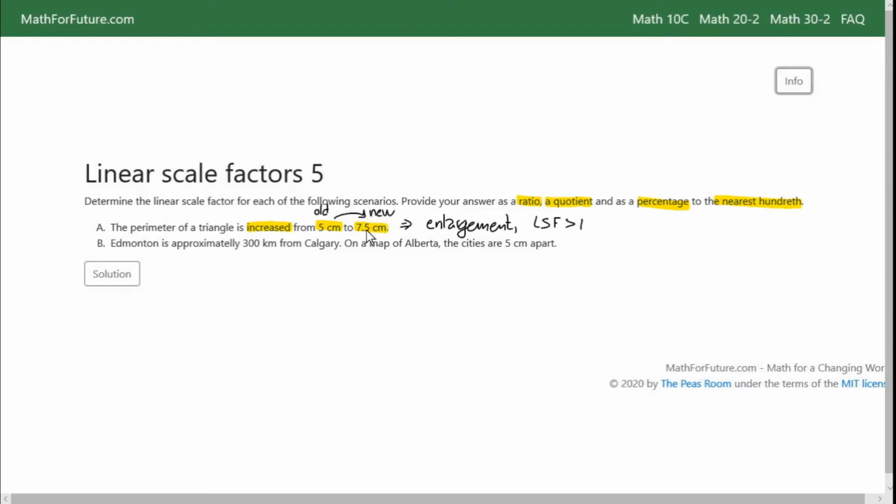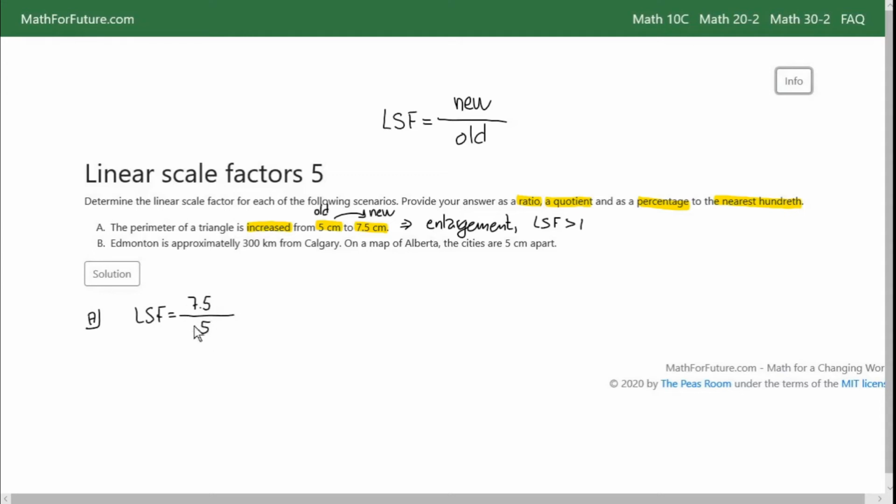We're going to be using the linear scale factor formula here in both example A and B. So the linear scale factor formula is the dimensions of the new object divided by the dimensions of the old object. So in this example here, our linear scale factor, the new object is 7.5. The original, the old one, is 5 centimeters.